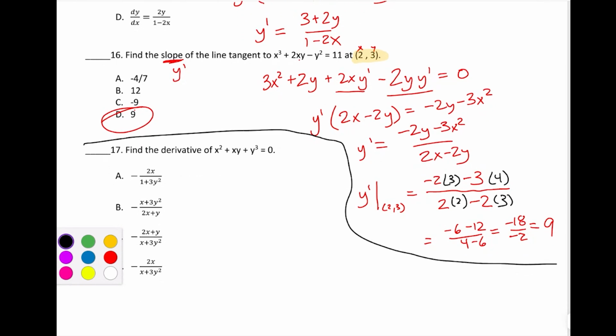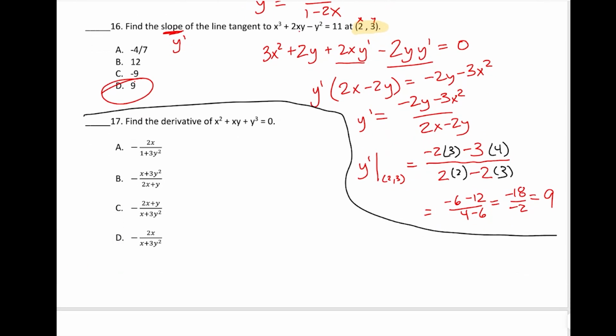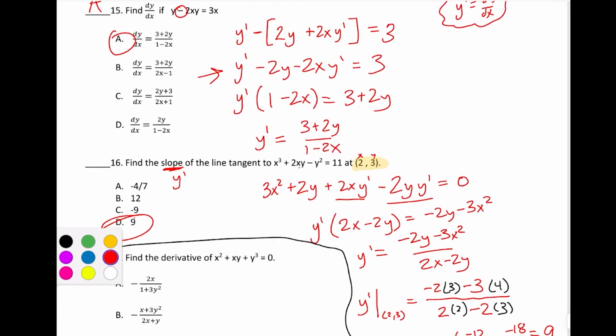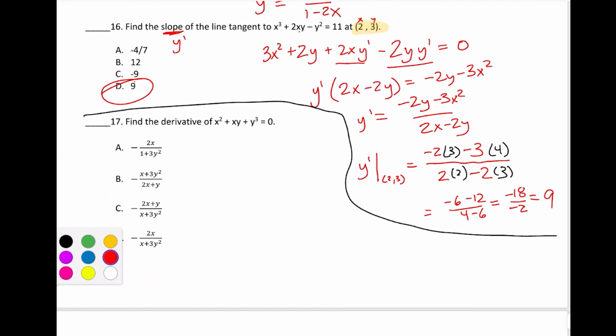We'll make it work. Number 17, we're looking for the derivative. Again, we're just looking for that dy dx, or that y prime. This is going to be very similar to the last few problems. The derivative of x squared is 2x. The derivative of x times y, we're just going to use product rule here. Derivative of x is 1 times y plus x times the derivative of y, plus 3y squared, then due to the chain rule, times y prime.